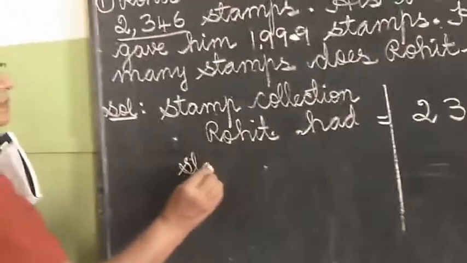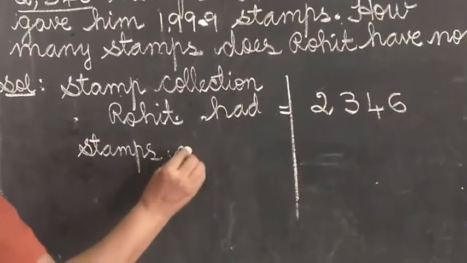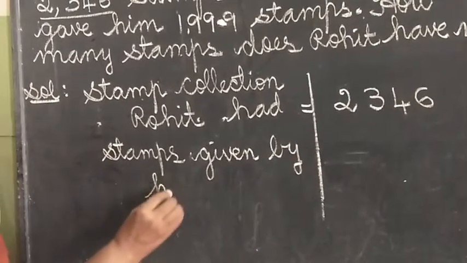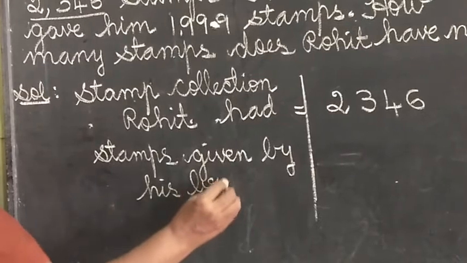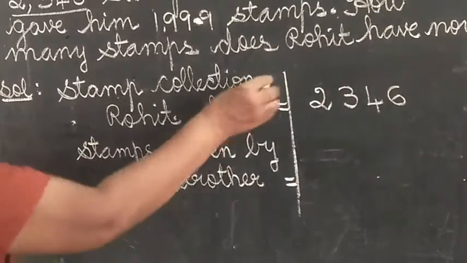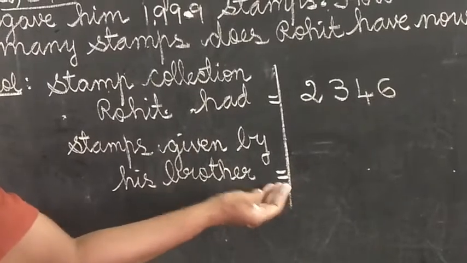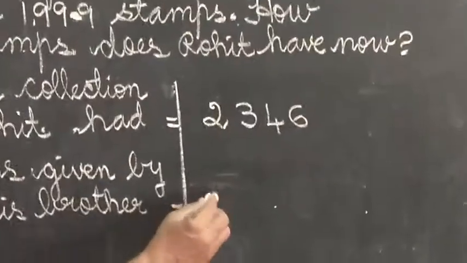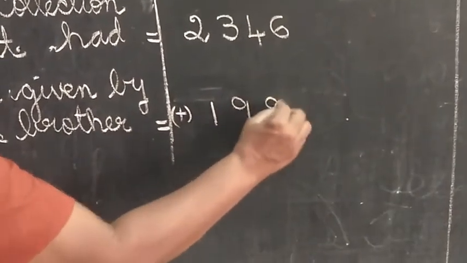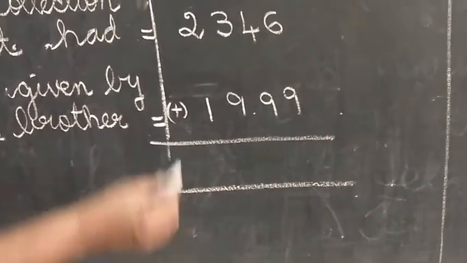Stamps given by his brother. How many stamps he gave, children? 1,999. See, here only you have to put the equal sign. Don't write here. If you put the equal sign here, it will be wrong. After the sentence is over, after the word, you have to put the equal sign. So, how much he gave? You have to add. So, this is addition. 1,999. So, you have to add both numbers.